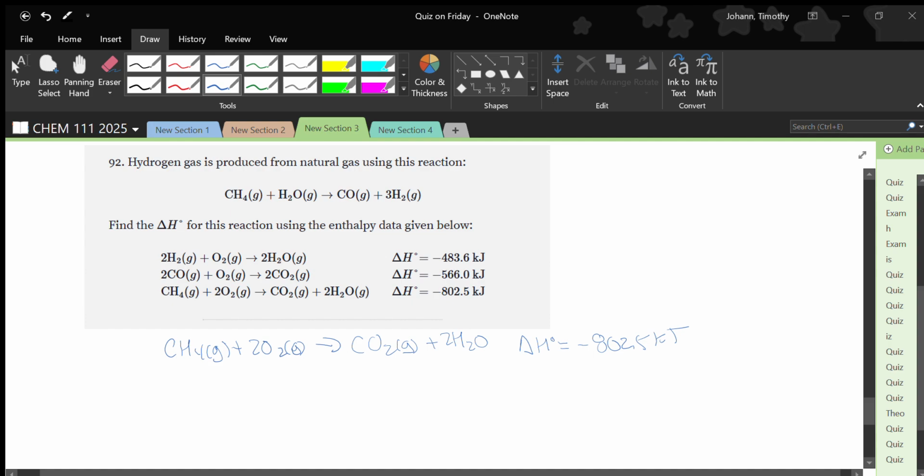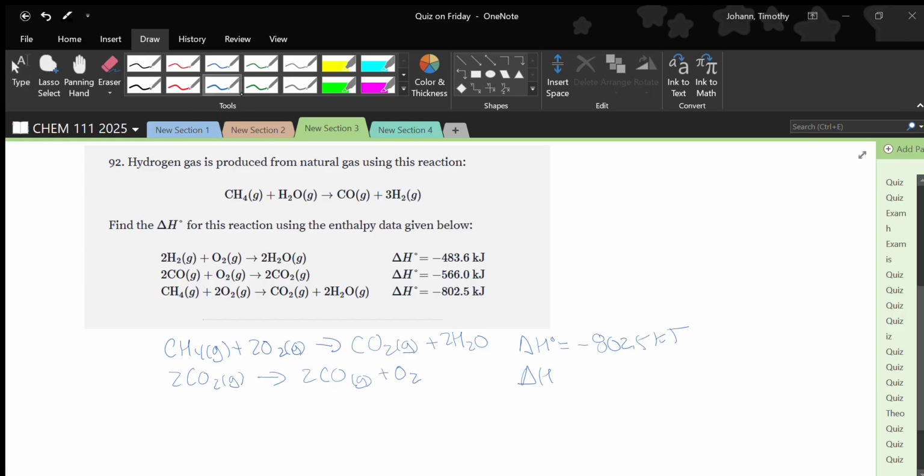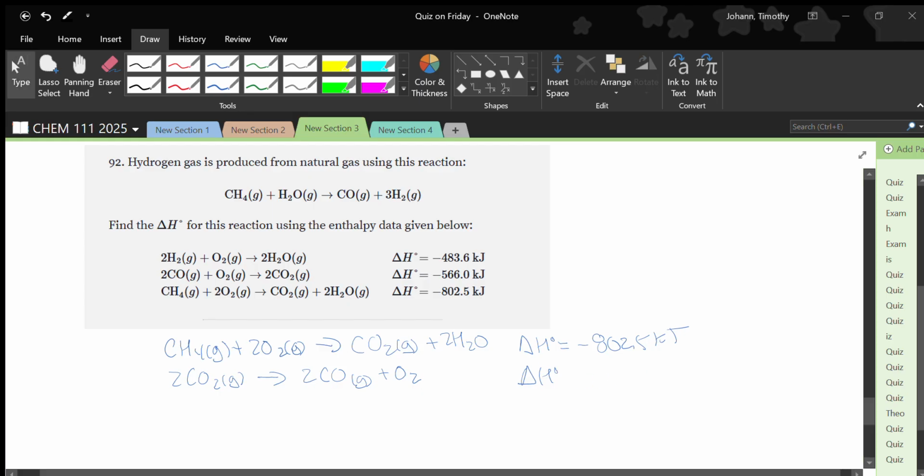The other one we said we did flip, right? Because we needed carbon monoxide, CO, to be on the right side. It needs to be a product. So we're going to flip that one. So that's going to be 2 CO2 gas goes to 2 CO gas plus oxygen, and that enthalpy change is going to flip the sign, so it becomes positive 566.0 kilojoules. Okay?